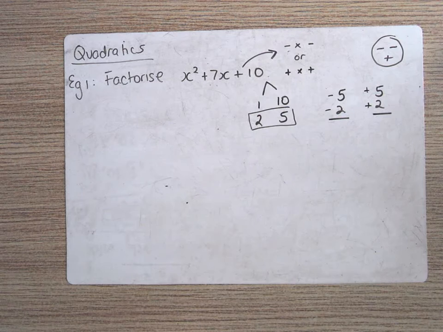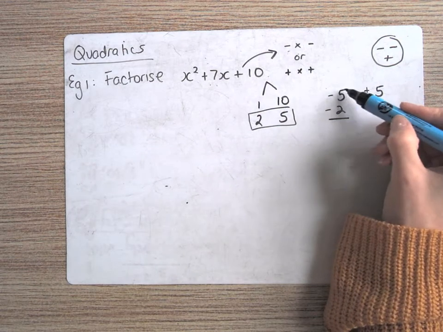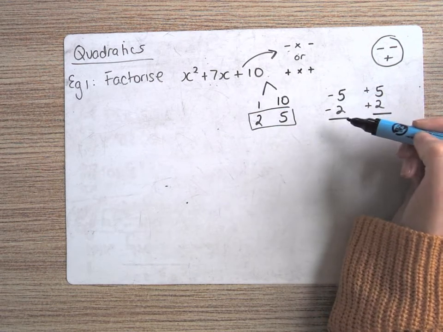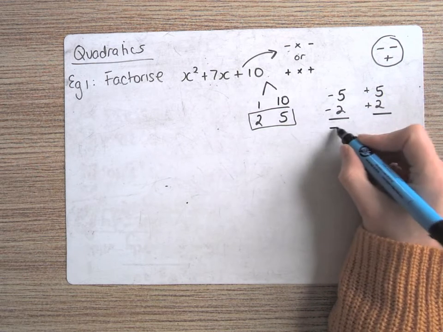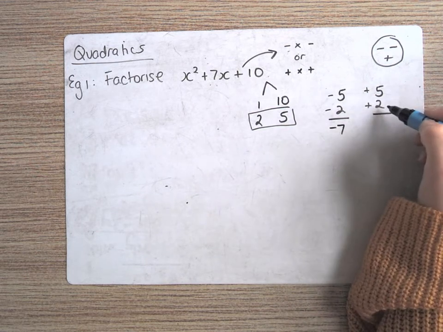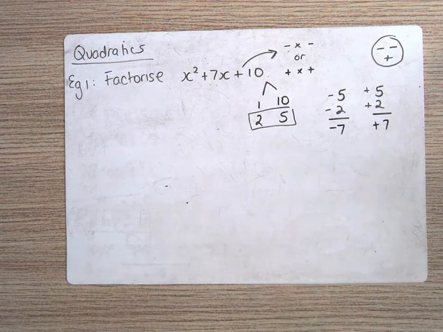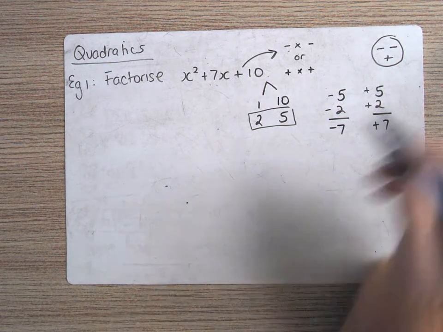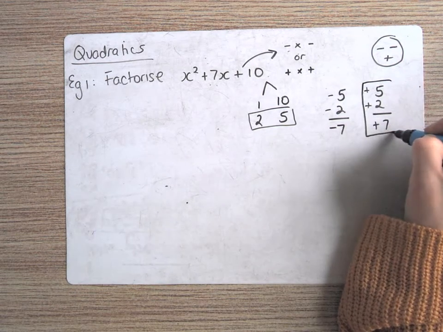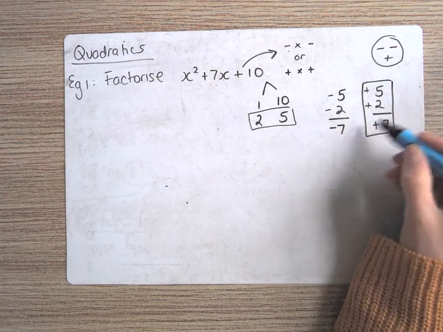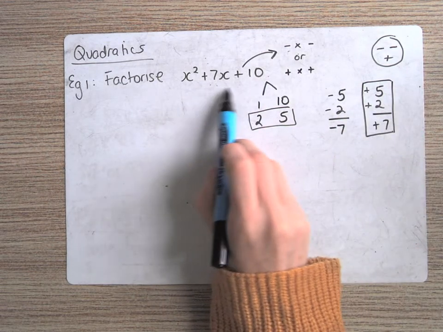So check. What is minus 5 minus 2 in a sum? Minus 7. What's plus 5 plus 2? Plus 7. So which one is my answer? This one. I'm interested in the plus 7 because I have a plus 7 here.